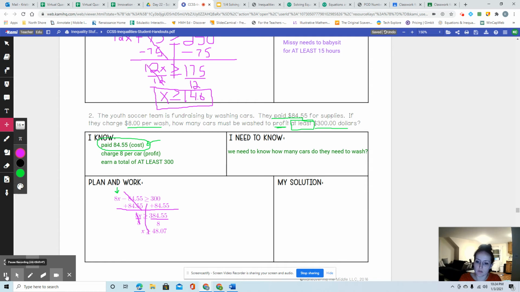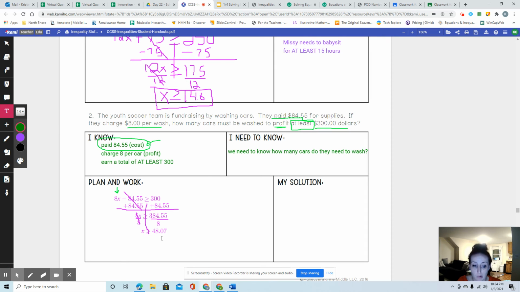Alrighty, check your work over with mine, see if you got it right. I rounded it to the nearest hundredth. If you rounded it to the nearest tenth, it would be 48.1. Alright, so x needs to be greater than or equal to 48.07 or 48.1. What does this mean for our solution? Well, our target statement, we need to think about it.